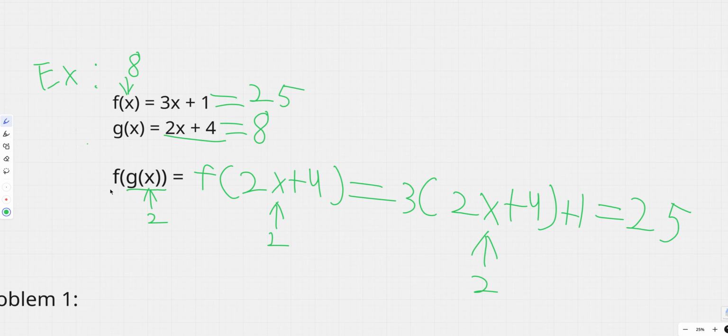As well, this also can be represented, f of g of x can be represented as this. So that's the basics of composite functions.